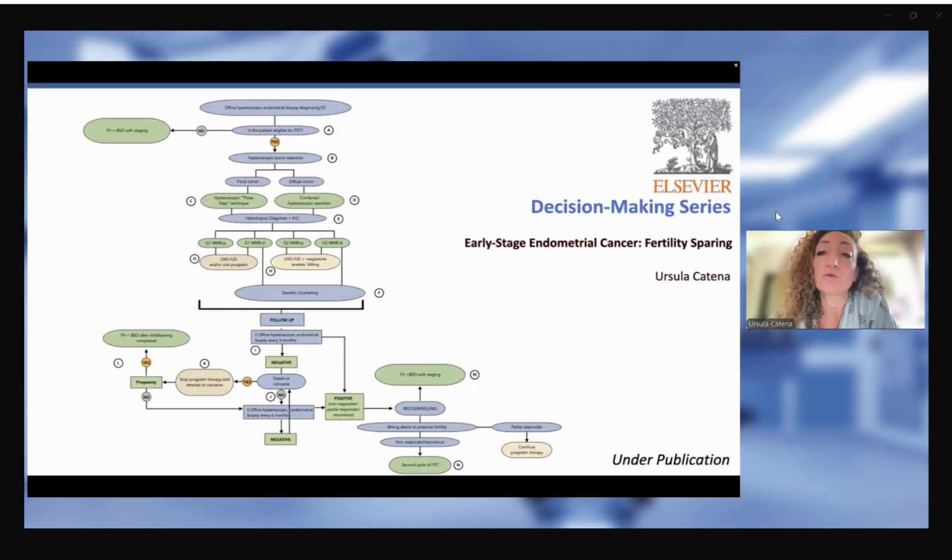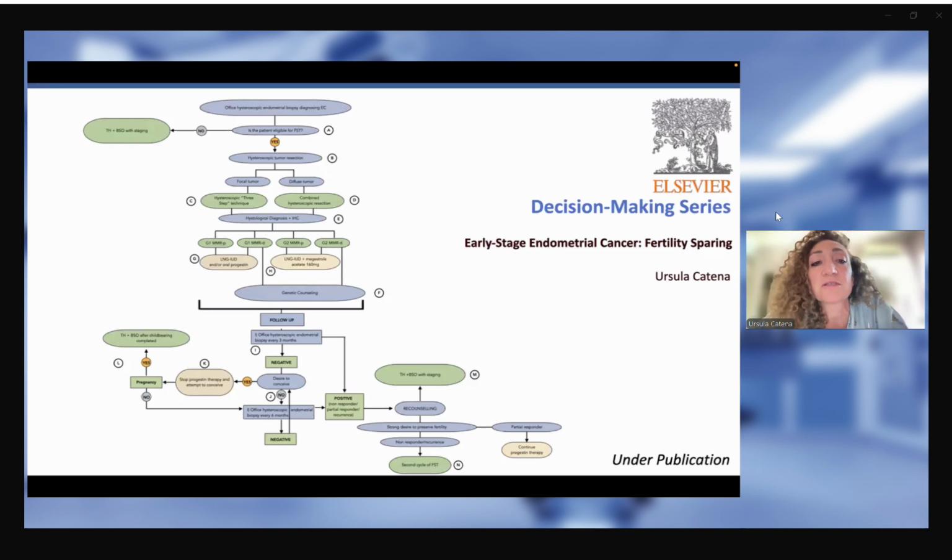So I want to conclude with this nice picture. This is under publication, so I have the possibility from ESGO to be invited to publish this flow chart in the decision-making series for early stage endometrial cancer. And here we can see the way in which we treat these patients. As we showed, for focal tumor, we perform the hysteroscopic 3-step technique. For diffuse tumor, we use combined hysteroscopic resection, so 15 French bipolar mini resectoscope plus tissue removal device.